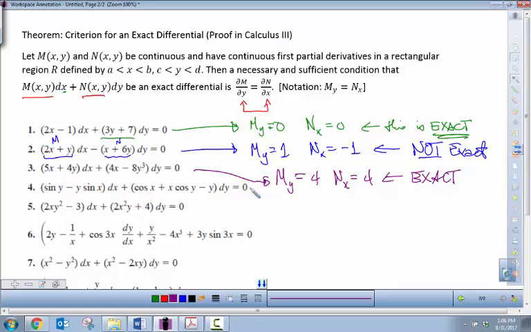All right, pick one. 4, 5, 6, or 7. 6 has a missing parentheses or something. Maybe it goes over here. Anyways, pick one. 4, 5, 6, or 7. 7.